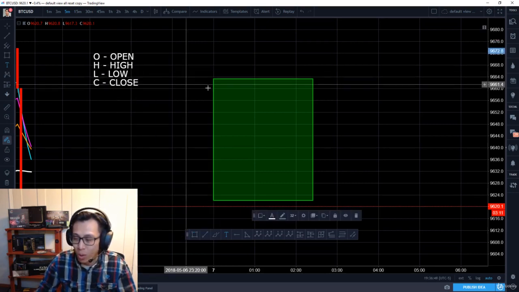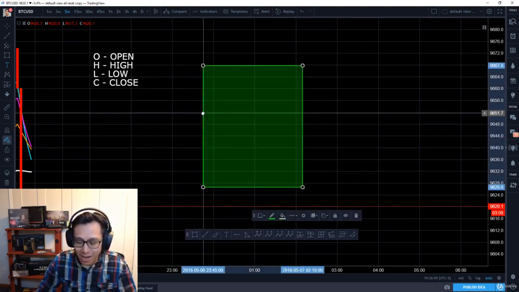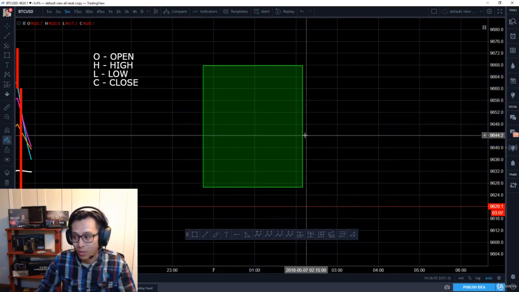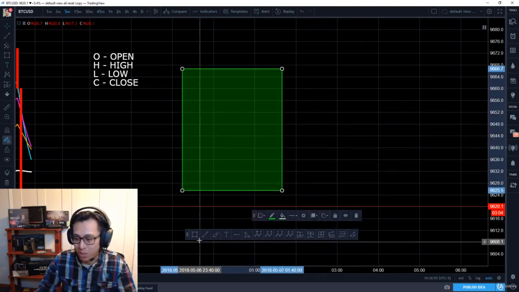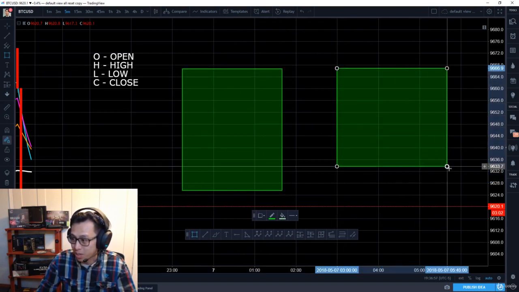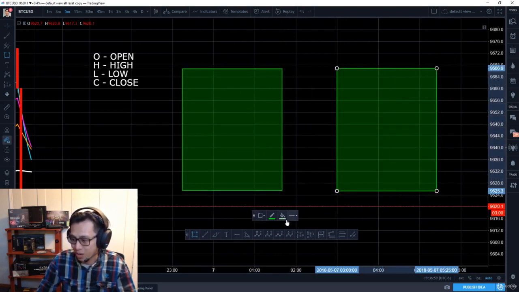Okay, so what is the open? So let's say this is a green candle. There are two different types of candles. Okay, there's a green candle and there's basically a red candle, right? Just like this over here. And I'm going to draw this red so it makes it very familiar.